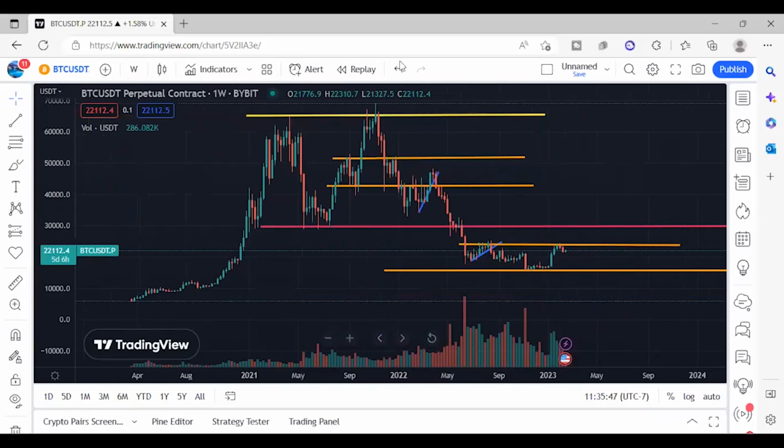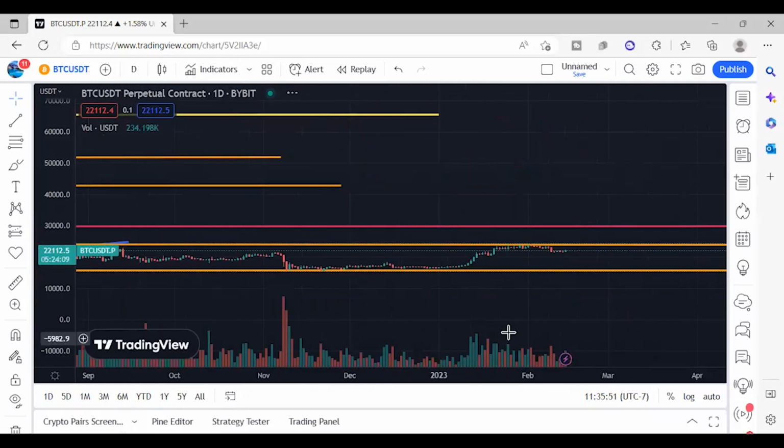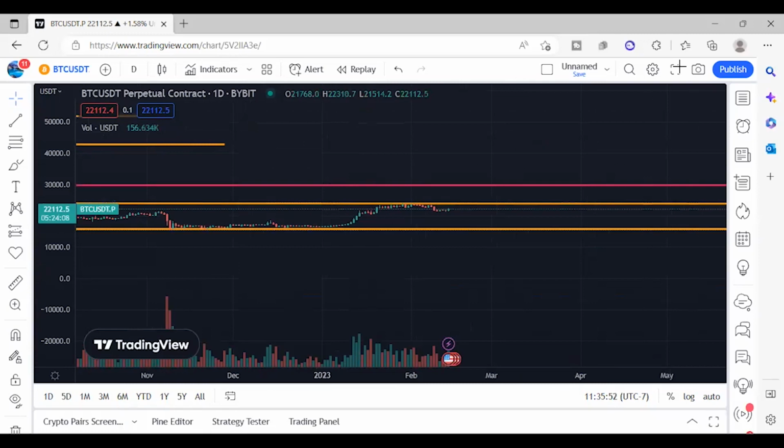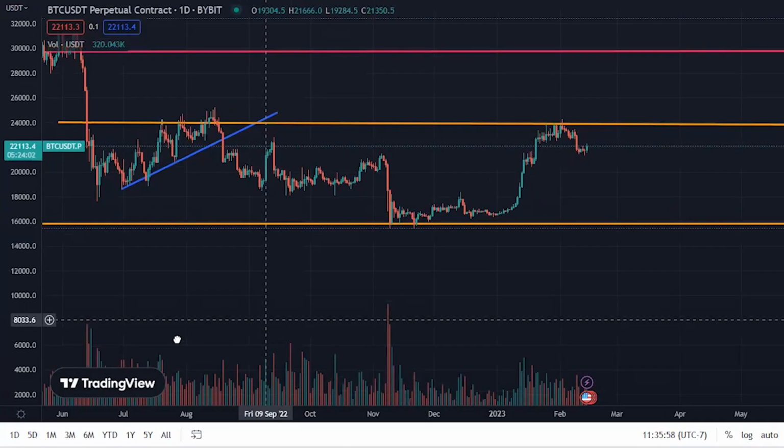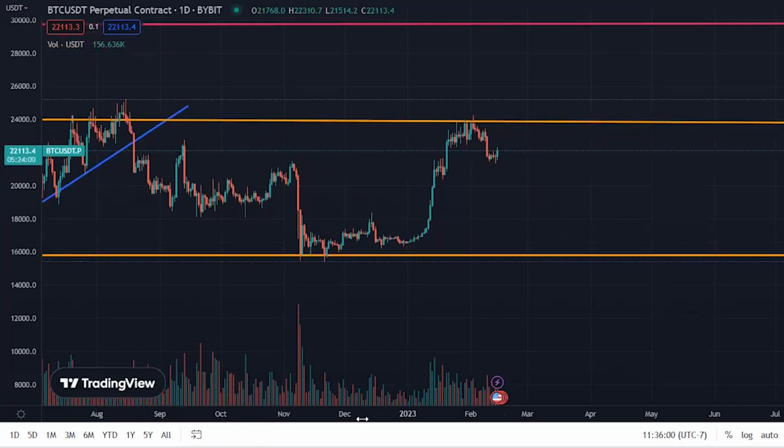Now the next thing we want to do is go to the daily time frame. When I come to the daily time frame, once again, we can see that our chart is starting to look a bit more messy, right?